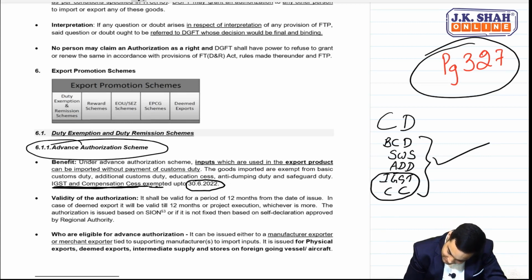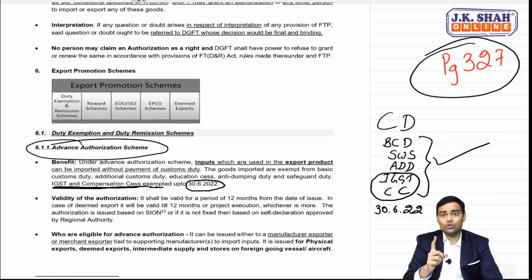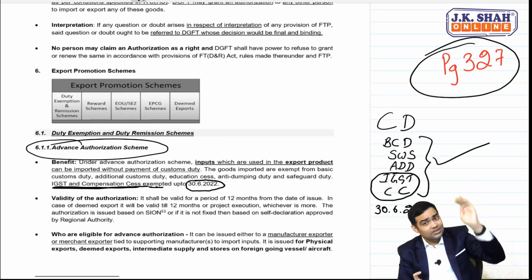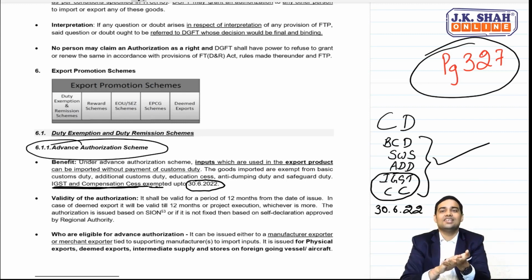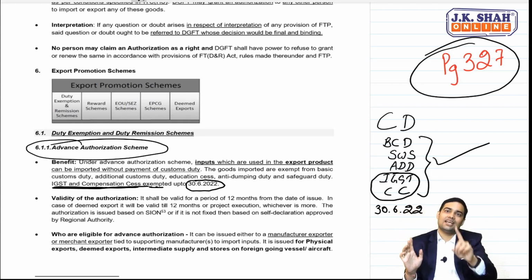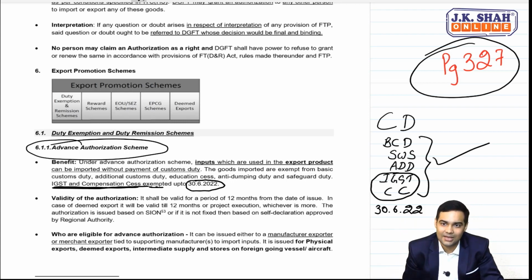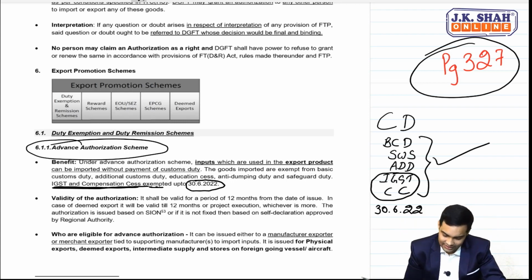IGST and compensation cess exemption will end on 30th June. That means after 30th June, if you bring something from outside India, even with advance authorization, you will still have to pay IGST and compensation cess. All other things you don't have to pay, but IGST and compensation cess will still be applicable. 30th June 22. Fine, sir.